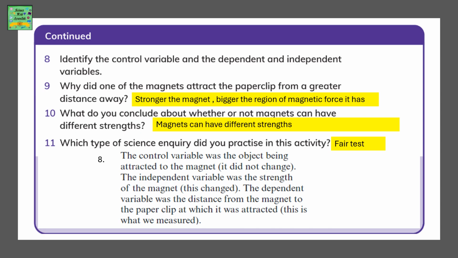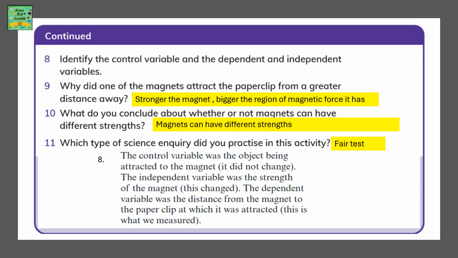Identify the control variable, dependent variable, and the independent variable. Here the control variable was the object being attracted to the magnet, that is the magnetic material, because that did not change. The independent variable was the strength of the magnet. This changed. The dependent variable was the distance from the magnet to the paper clip at which it was attracted. This is what we measured.